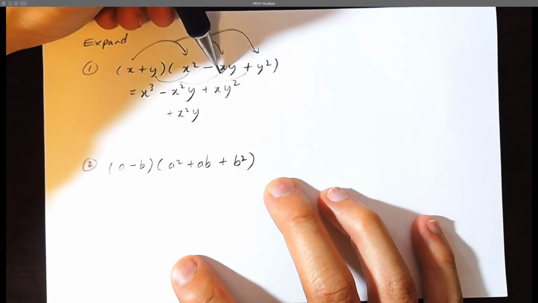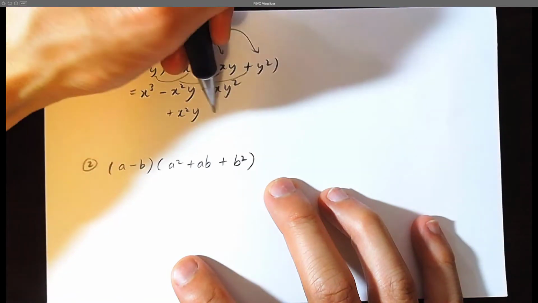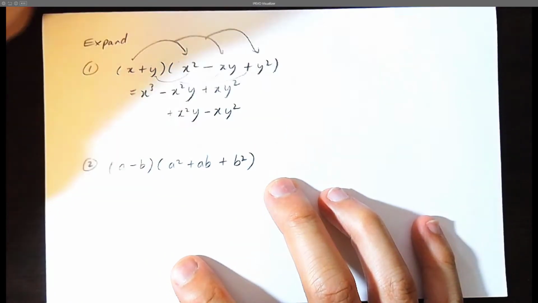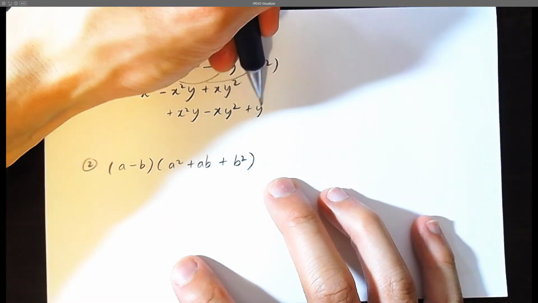Y times negative xy becomes a negative answer, negative xy squared. And then finally, y times y squared becomes positive y cubed.